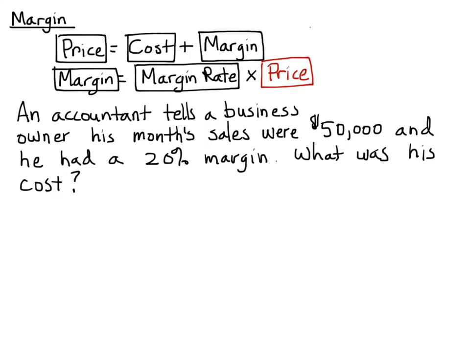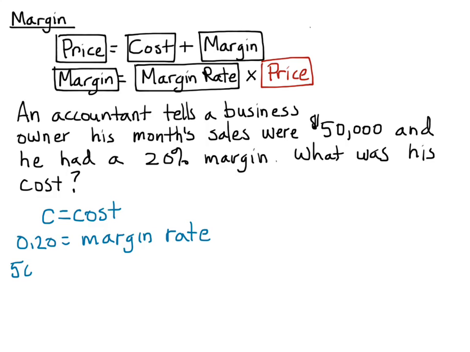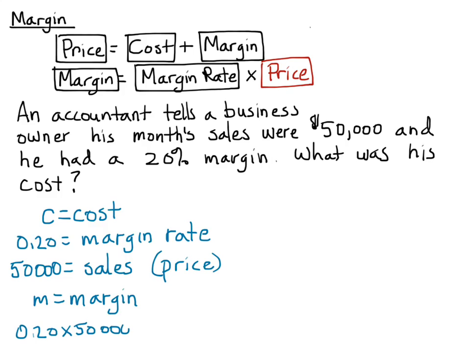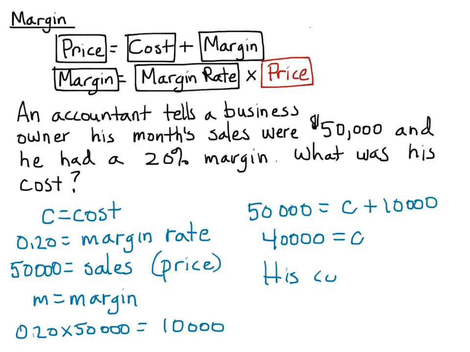Okay, so your revenue is what you actually get because of your price. And so the way we would calculate this is, if C is the cost, 0.2 is the margin rate, and 50,000 is the sales, which we can consider the price. And so we do our calculations. After this stops scrolling, I'll walk you through it step by step.